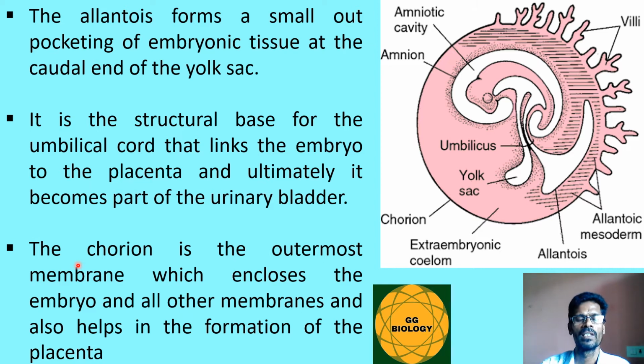And the last layer is said to be the chorion. The chorion is the outermost membrane which encloses the embryo. So the embryo is completely covered by the last membrane, called the chorion, and thus it also covers all other membranes. The chorion covers the embryo, amnion, yolk sac, and the allantois, and it also helps in the formation of the placenta. From the chorion, the placenta is formed.